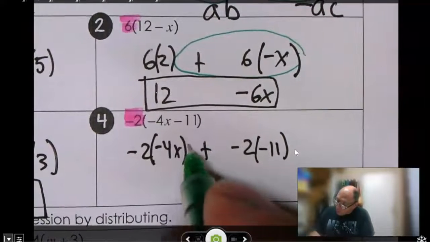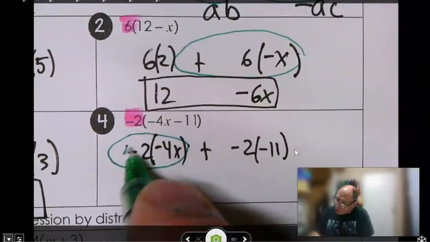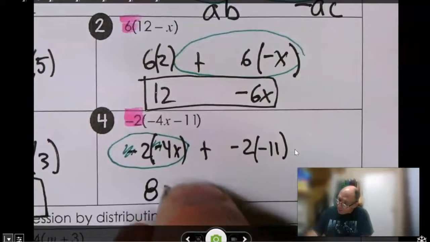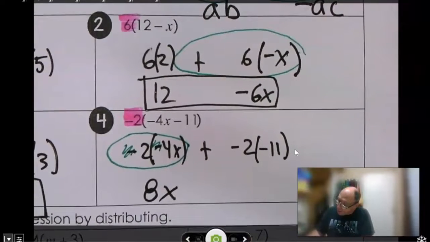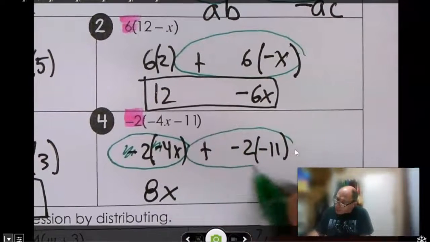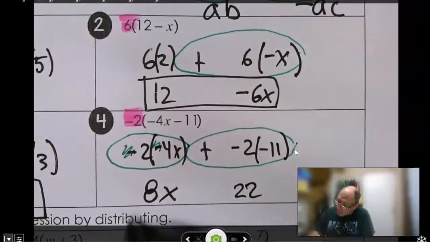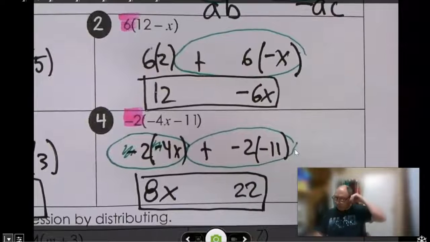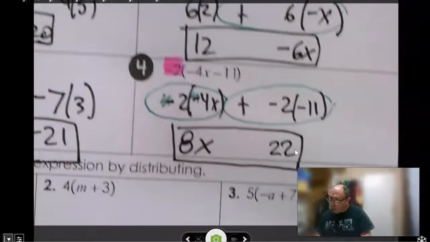oh, what happens here? Those two negatives in the same bubble disappear, right? And so remember that this is positive 8x, with the positive being invisible. And this other term here, same thing. We got two negatives in that term, and so this becomes positive 22. And we get 8x and 22. It looks like this.